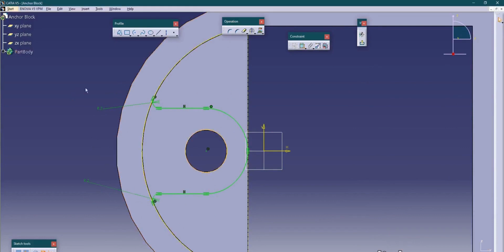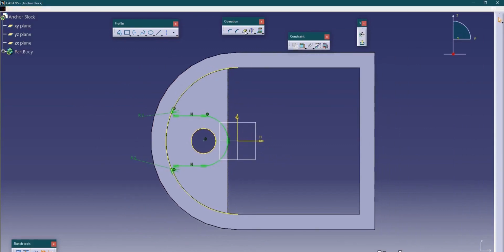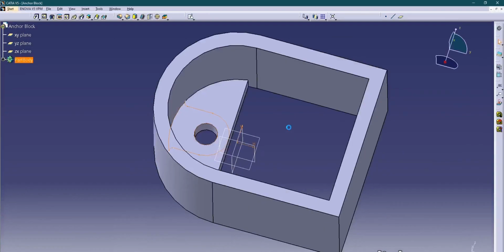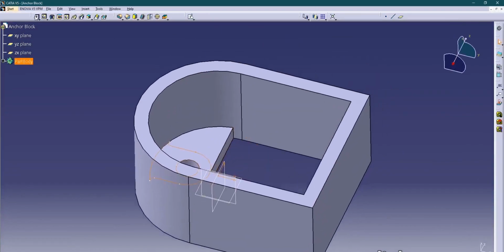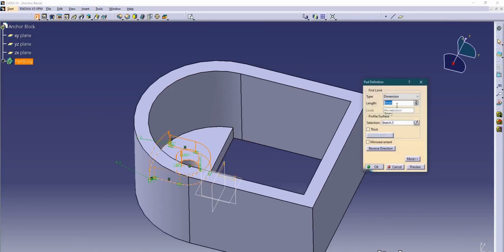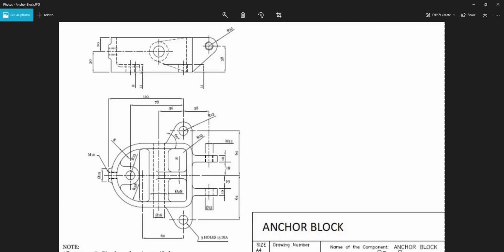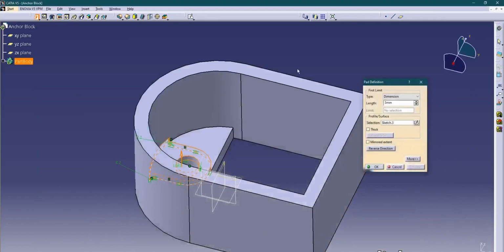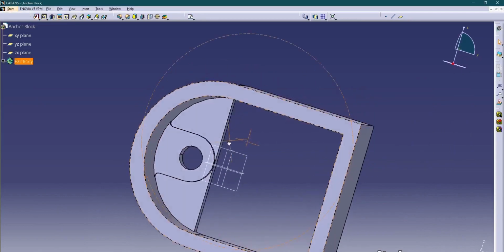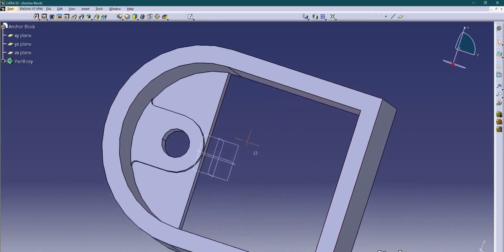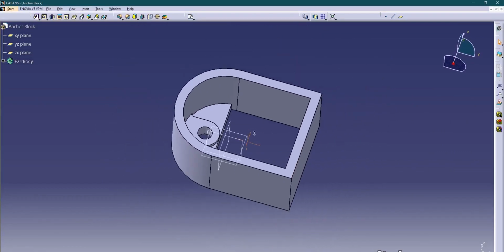Projecting the hole and removing the unnecessary sketch. This is going to be extruded up to 3. The reason is this is 11 and we have already taken this face to make this feature, so we would be adding 3. Okay. So this area is complete.